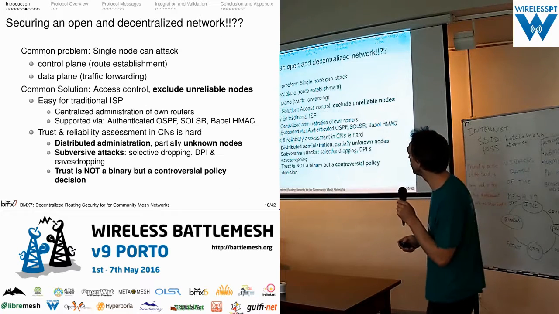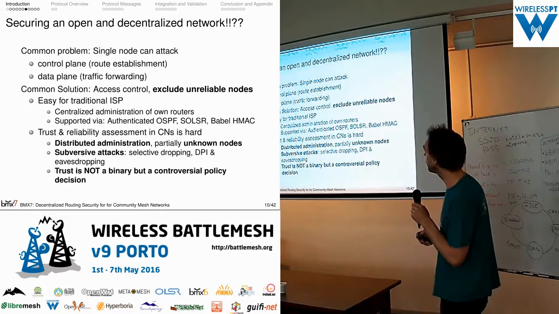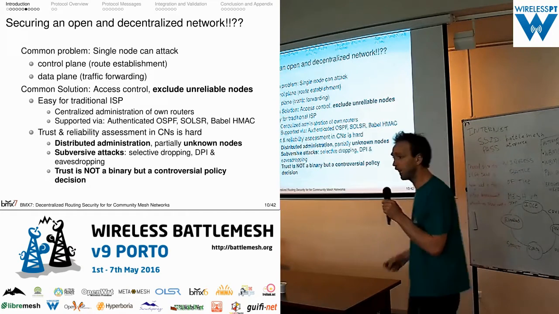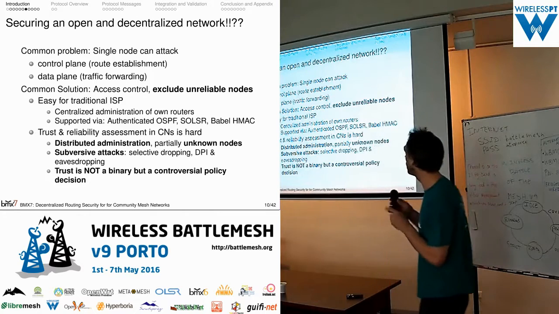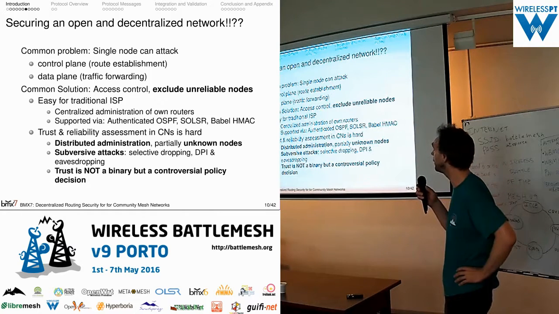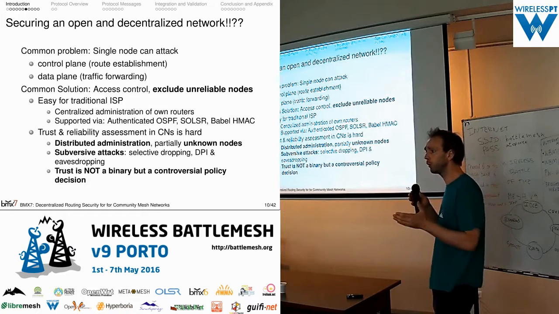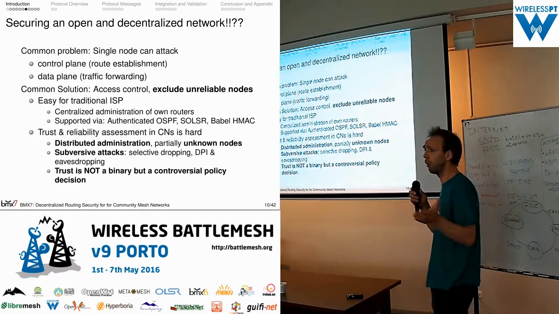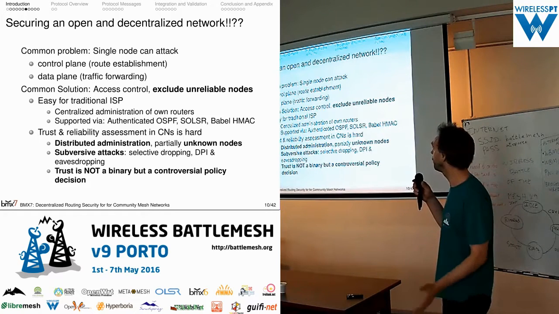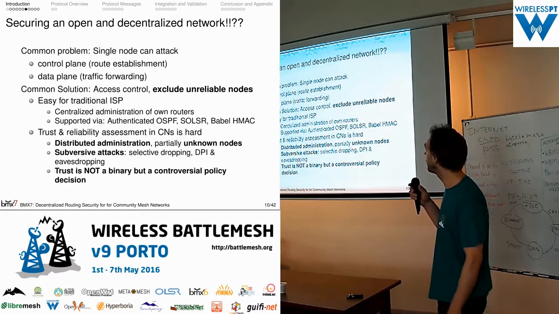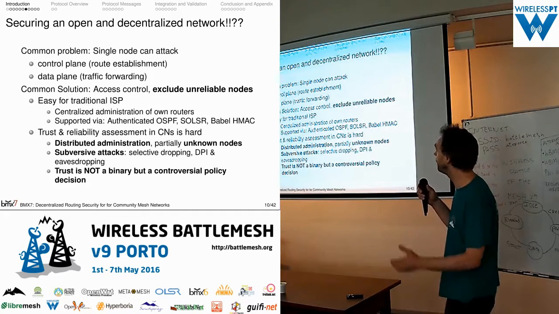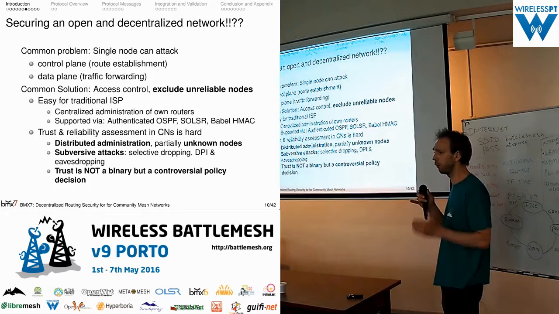Discussing this a bit more generally, you want to secure open and decentralized networks. Personally, I haven't really seen this before. The common problem is usually that a single node, if it's allowed to interoperate with you, can attack all of you, even if it's very remote or far away. There are typically two ways to do this, on the control plane or on the data plane. The control plane I consider more dangerous because here you do not need to be on an existing path. You can do it even from a remote position.